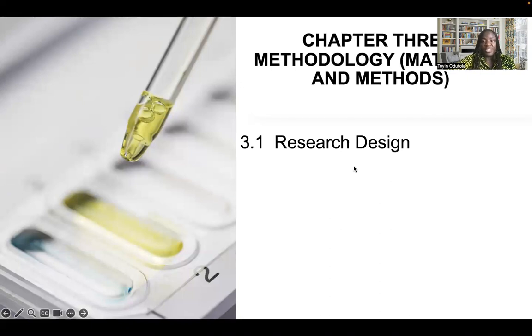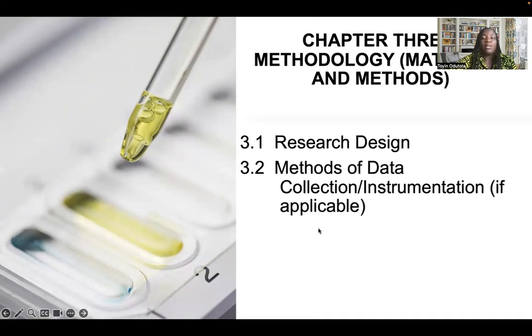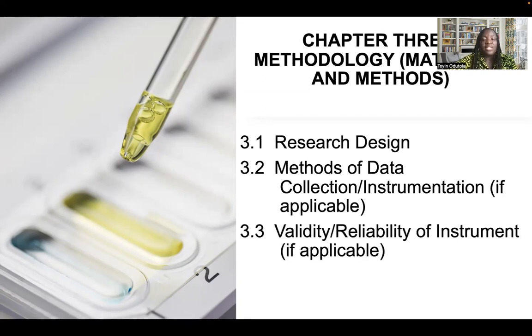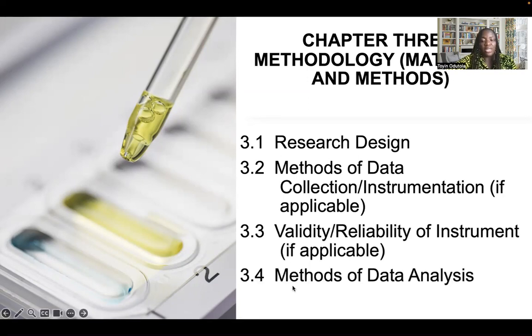So for methodology, here you'll be discussing the method you used in achieving your results and to solve the problem. Now, you must have a research design where you talk about how you design this research and how the methods you put together solve the problem. The method of data collection or instrumentation, you can put that if it is applicable. Then validity and reliability of instruments, if it's applicable, you can have that. If there were instruments that you had to check for their validity, you can add that.